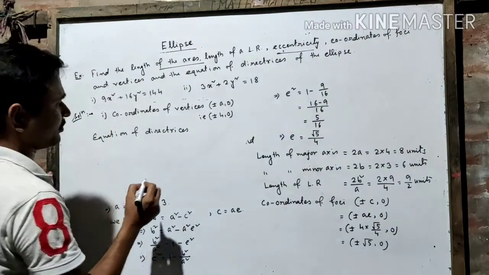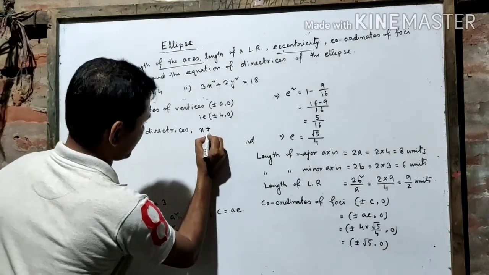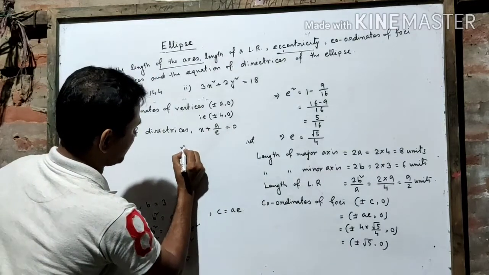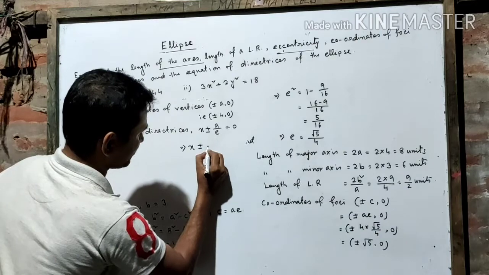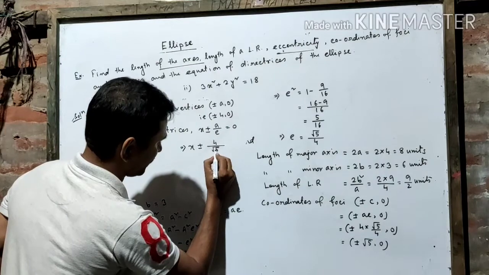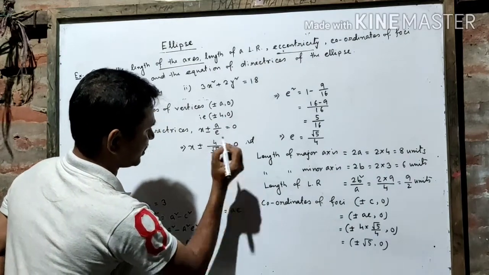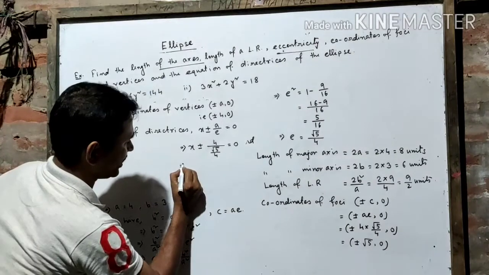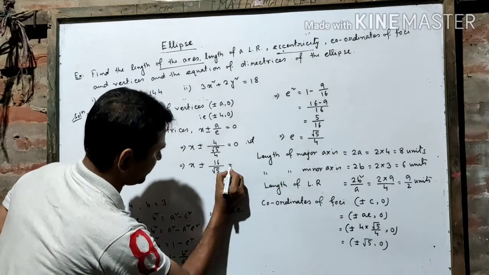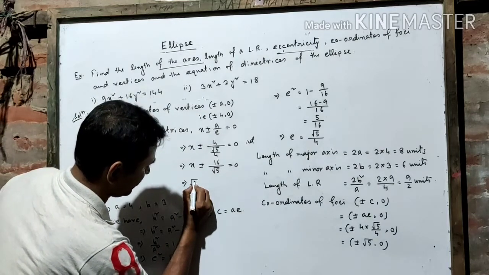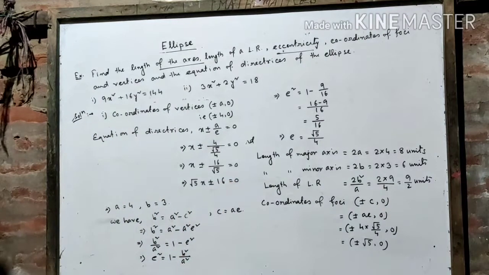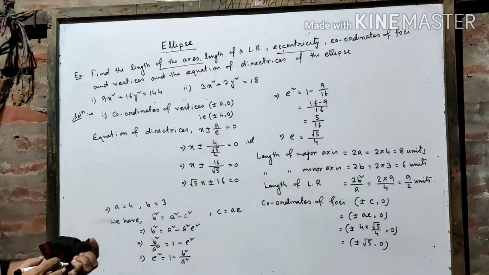Equation of directrices: x ± a/e = 0. This implies x ± ... what is a? a is 4. What is e? Root 5 by 4, equal to 0. This implies x ± 16/√5 = 0. This implies √5x ± 16 = 0. So these are the equations of directrices.